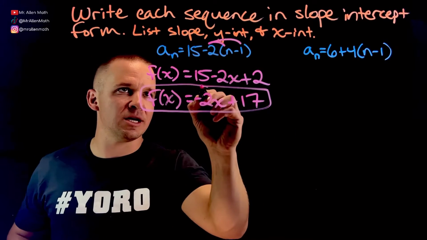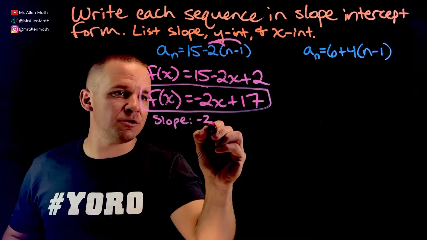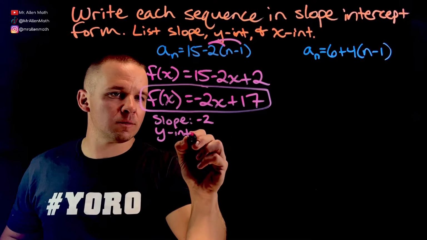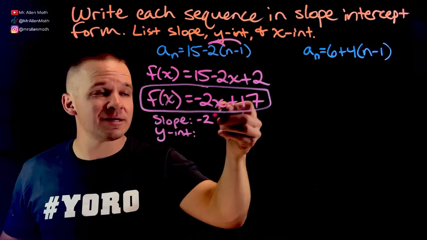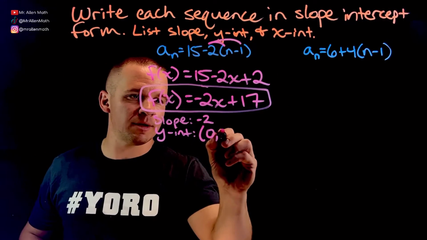Now our slope is -2. My y-intercept, when I plug 0 in for x, that gives me my y-intercept, which is 17. So that'd be (0, 17).